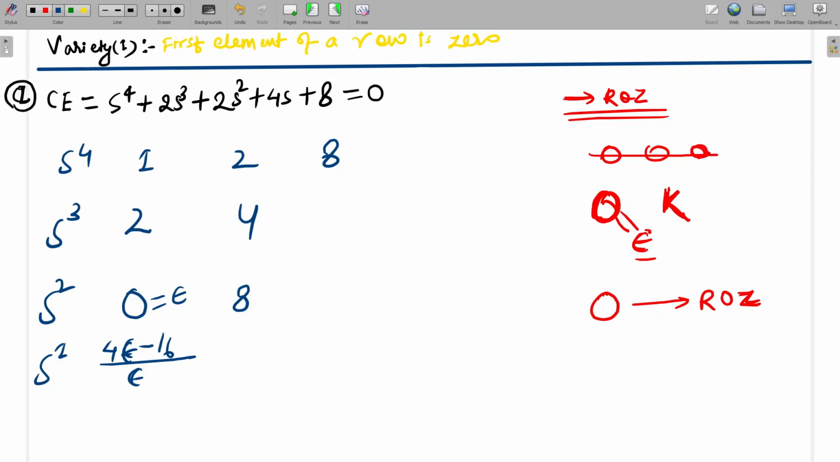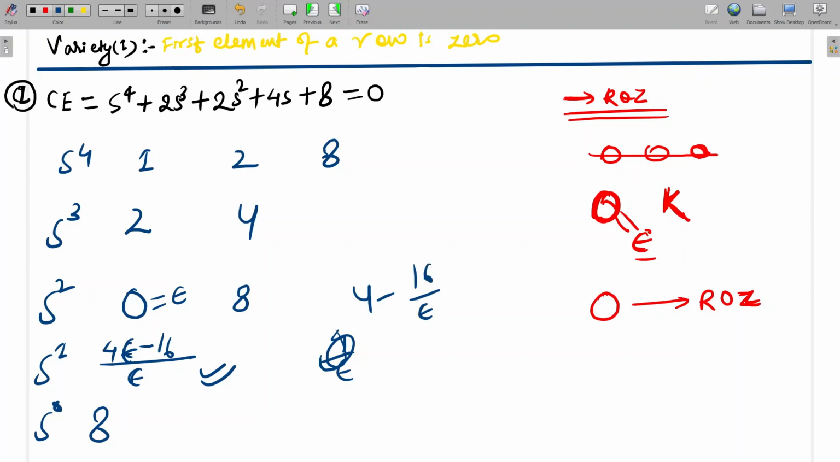Yes, sir. Okay. And what will be the s to the power 0 value? That will be 8 only, because this into this minus this into this, divided by this. So here it is 0, this will be 0, so 8 into this by this. So it will be 8 only. So what will be this value? Can you tell? Positive or negative? What will be this value? 4 epsilon minus 16, that is, 4 minus 16 by epsilon.